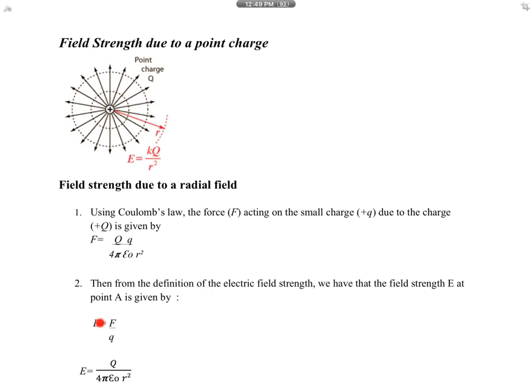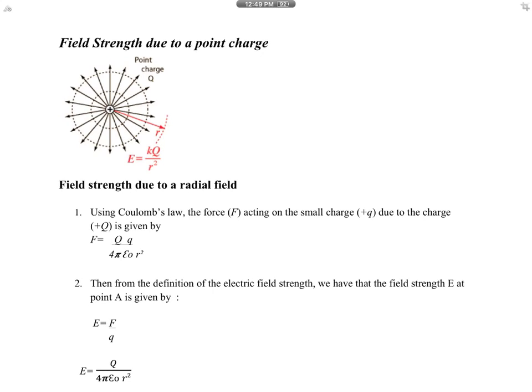Now, this formula has only one Q. This formula also has only one Q. So which Q do we use? Similar to your gravitational field. Remember, for gravitational fields, if the m is at the bottom, it is a test mass. M on top is the mass that produces the field. For electric field, same thing. If the q is at the bottom, it is the less important charge, so this will be a test charge. If the Q is on top, it is the more important charge, so it's the charge that produces the field.